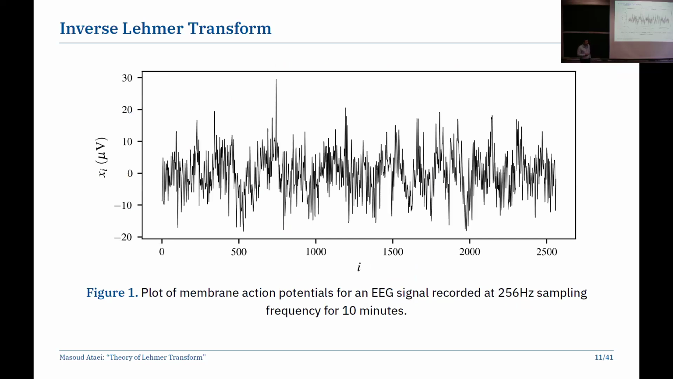Let's now explore the applications of inverse transform as applied to EEG signals. Here we see a raw EEG signal, a trace of changing voltages over time with clear patterns, with clear instances of neural variability, oscillatory patterns, and sporadic spikes. These are signatures.